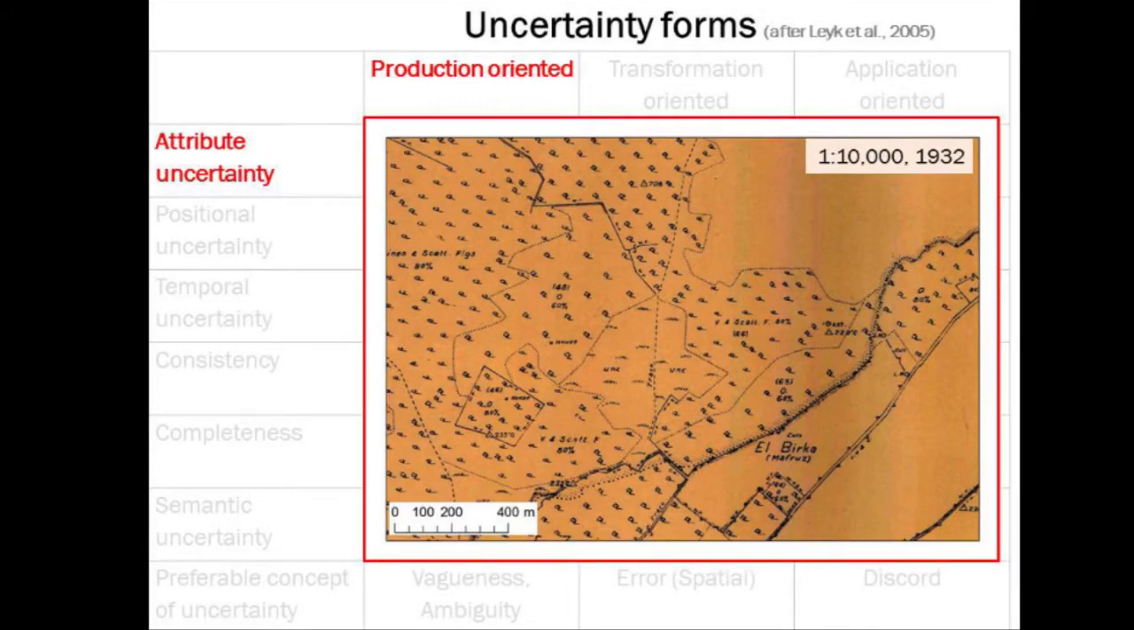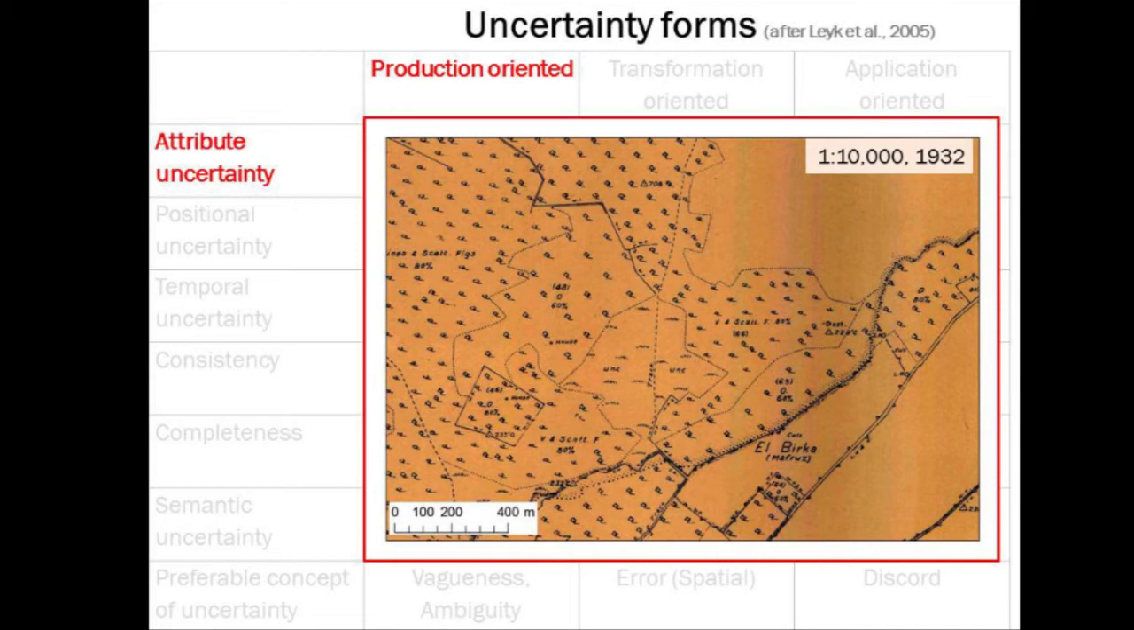So, a 1 to 10,000 British map of the same area. And now all this is shown as orchards and vineyards. And there were vineyards and orchards, but it's not the same kind of orchard that we have in this area. The symbol on the map is almost identical. However, in reality, it looked totally different. And here I'm talking about attribute uncertainty.